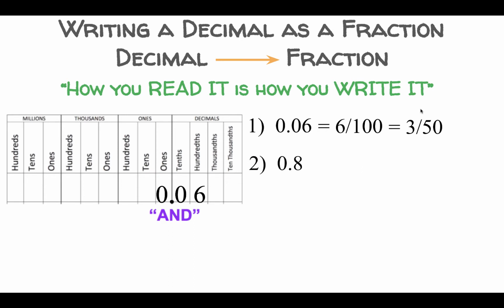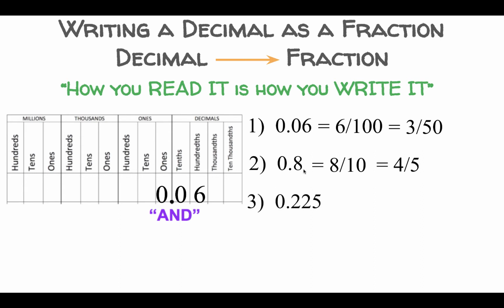Here's example 2. Write it down. How you read it is how you write it. This 8 is in the tenths room, so you read it as 8/10. That's how we write it. Can you simplify 8/10? You bet you can. 4/5. So the fraction 4/5 is equivalent to this decimal, 8/10.